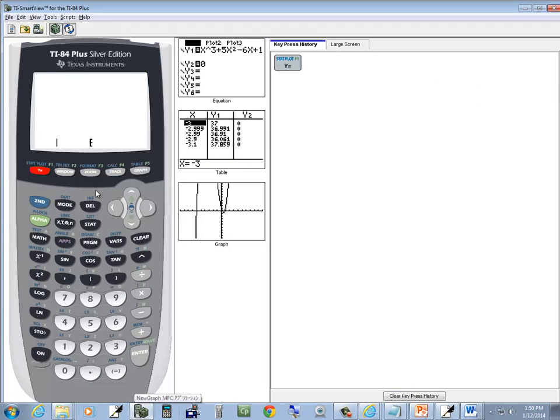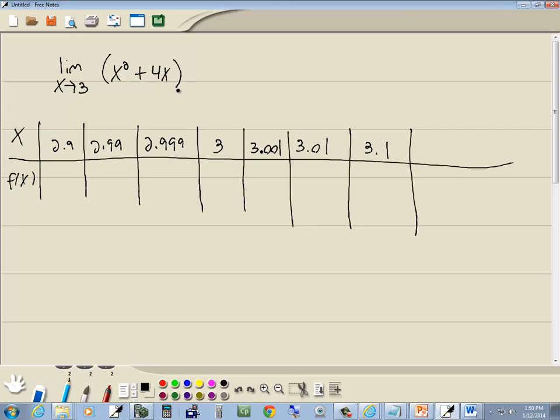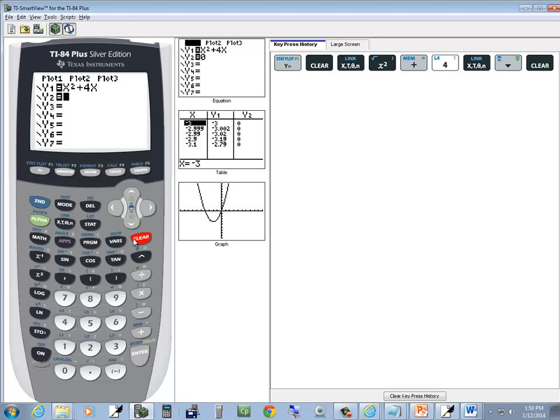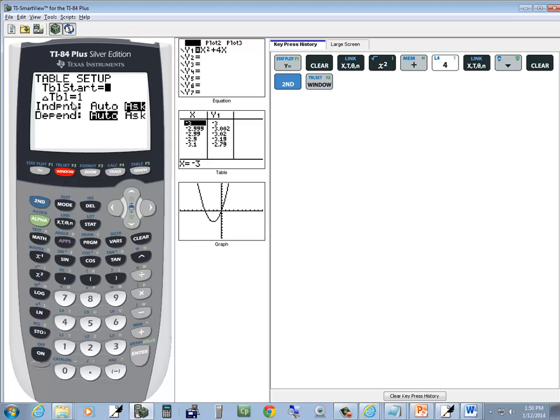So I'm going to press my y equals, press clear, and we're going to plug in x squared plus 4x. I'm going to down arrow to y2 and press clear. Doesn't hurt to have 0 there, but you don't need it. Now I'm going to go to my table setup. So I do second window, and you see where it says independent, you want that to say ask. If yours doesn't say ask, down arrow to the independent line, and right arrow, put your flashing cursor on ask and press enter.